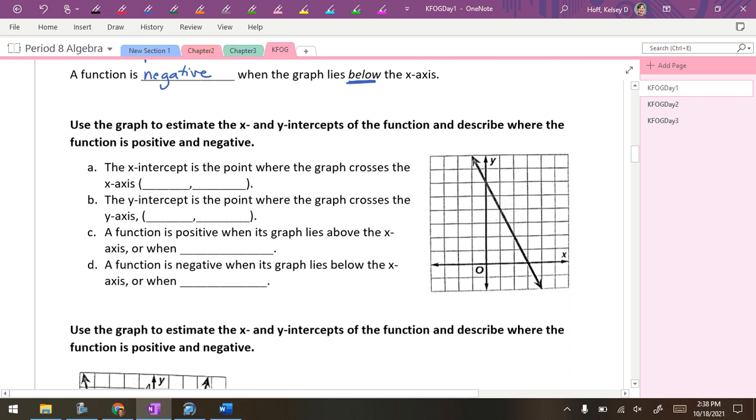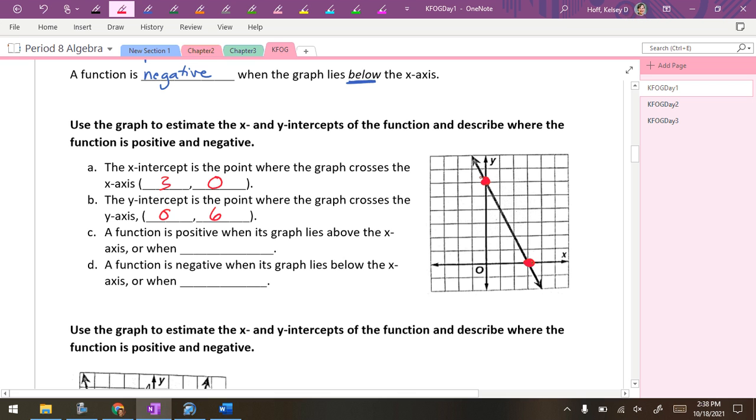So here's an example. Use the graph to estimate the x and y intercepts of the function and describe where it's positive or negative. The x-intercept is the point where the graph crosses the x-axis, which would be where? 3, 0. Everybody agree this is our x-intercept? Yes? The y-intercept is the point where the graph crosses the y-axis. 0, I think 6, right? I hope we have lots of these, right?